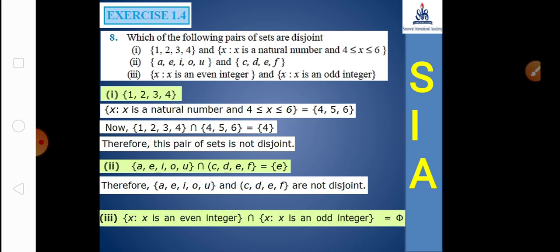Next, third one. Even integers given and odd integers given. Even integers and odd integers, intersection between them, nothing common. So always my answer is null set. So here happily done with the 8th one, students. So my answer is disjoint sets, already written here, 8th one.